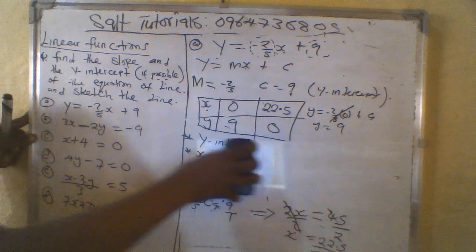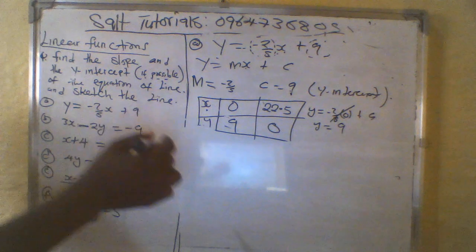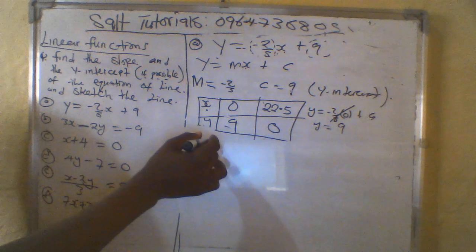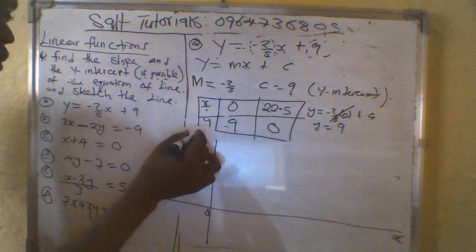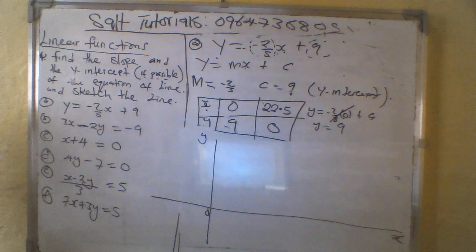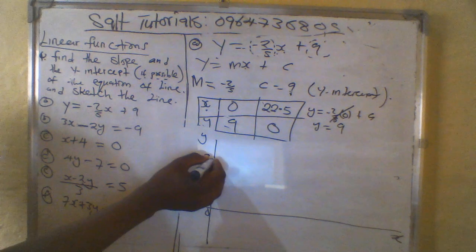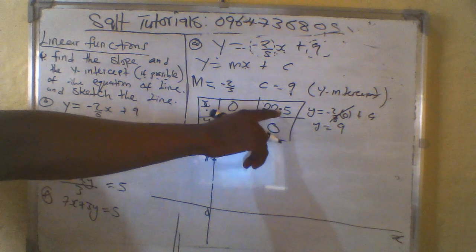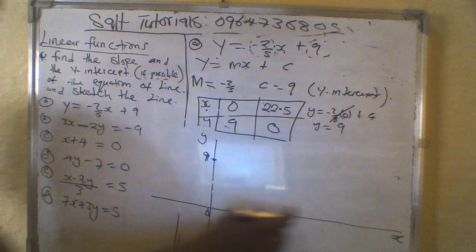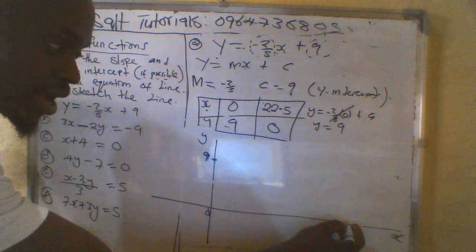So how is my sketch going to look? I'm going to have my Cartesian plane, x, o, y. So this can be 0, 9. So 9 can be somewhere there. 0, 9 is at this particular point. 0 on the x-axis, 9 on the y-axis. 22.5, 0. 22.5 on the x-axis, maybe 22.5 is somewhere here. 0 on the y-axis will be somewhere there.